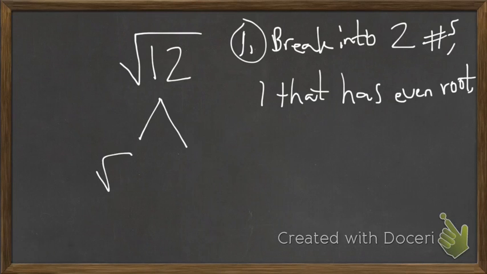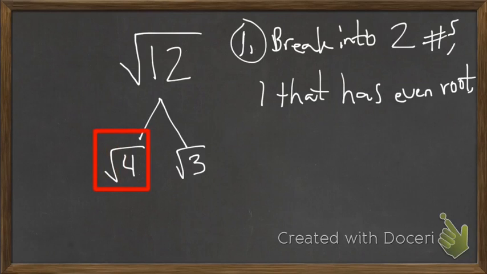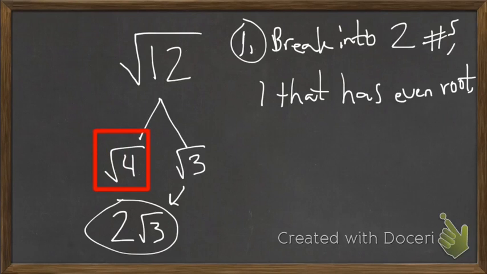6 and 2, neither of those has an even square root, so we would be stuck. So you don't want 6 and 2, 4 and 3, because now, boom, we can simplify that more to that, and then we just bring that straight down. And we're done.